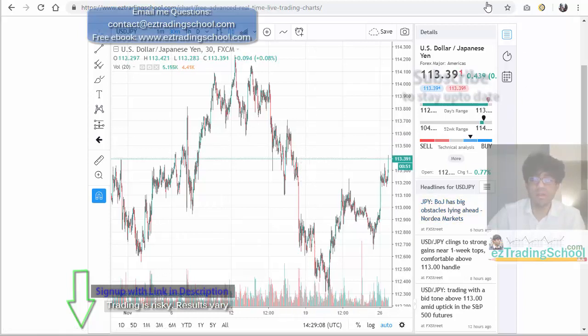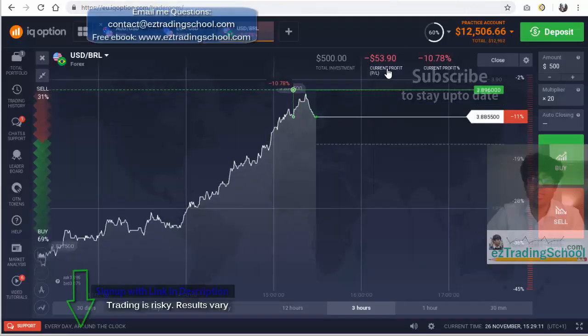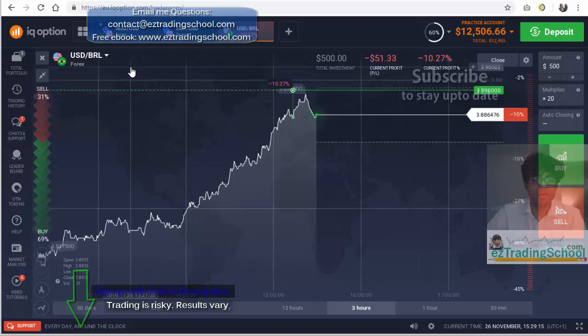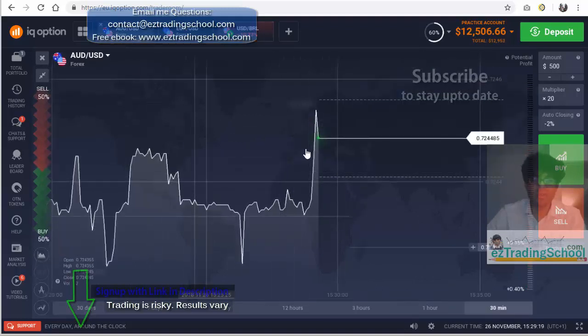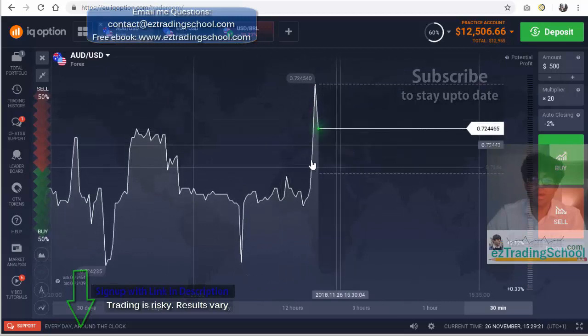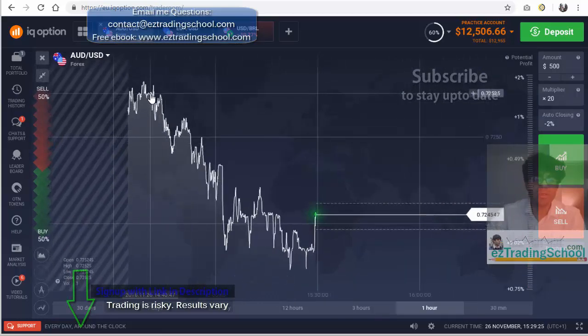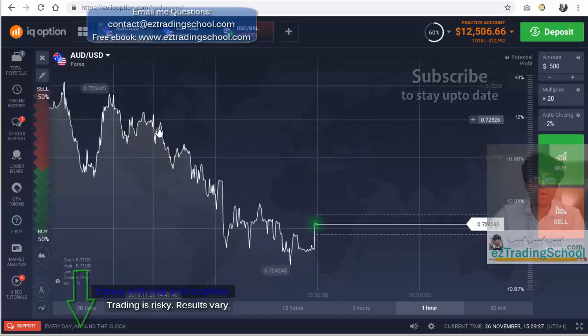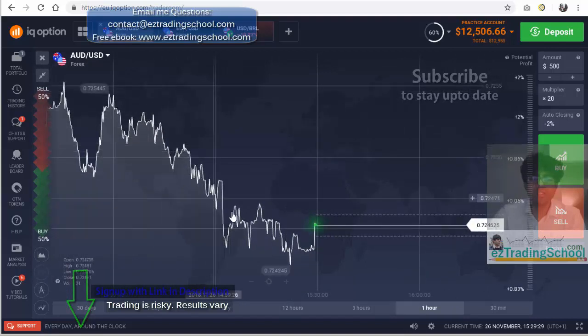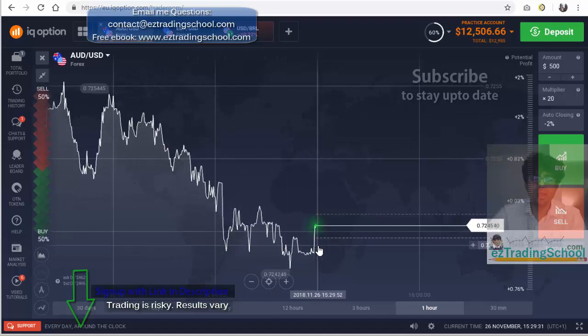I'm logged into IQ Options, and I've got an asset here. I'm just doing some backtesting. I closed off this one in a profit. Now I can see that, overall, the Australian dollar is losing its strength against the USD.